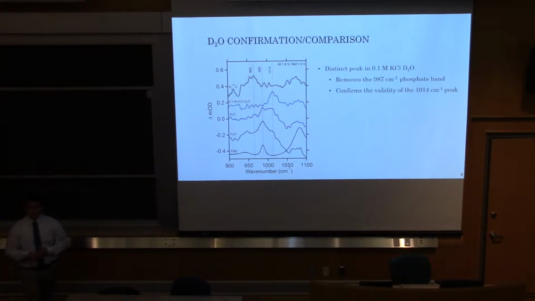And so to further validate this, we decided to do another trial in a potassium chloride electrolyte solution instead of the phosphate, to remove that phosphate band interference. And that's shown in this blue line here. And there's a clearly defined peak at the 1014 wave number, proving that it is an intermediate and not just some part of the phosphate band.